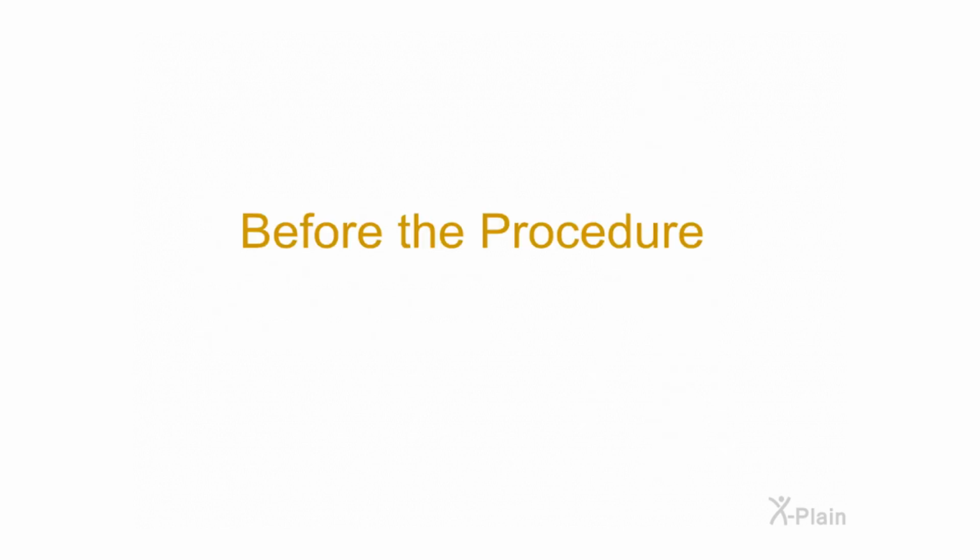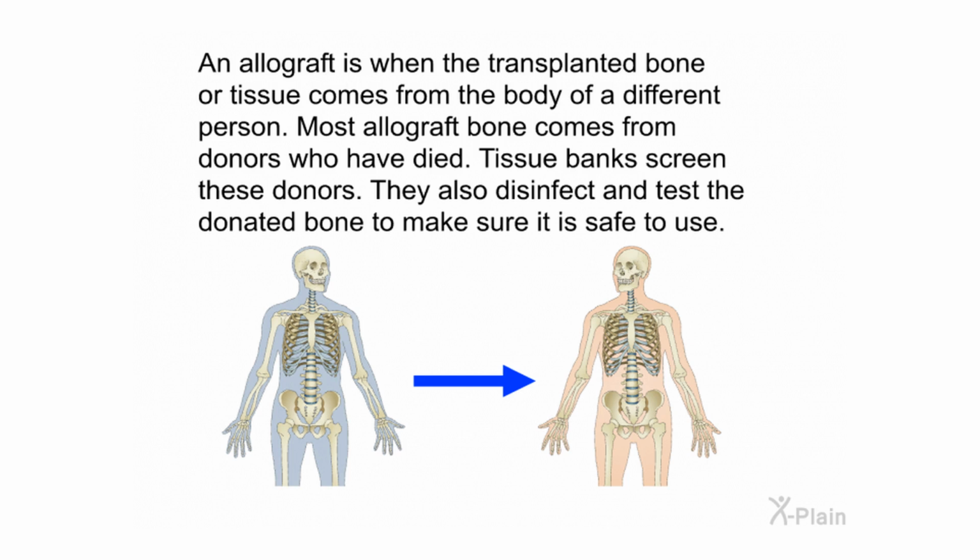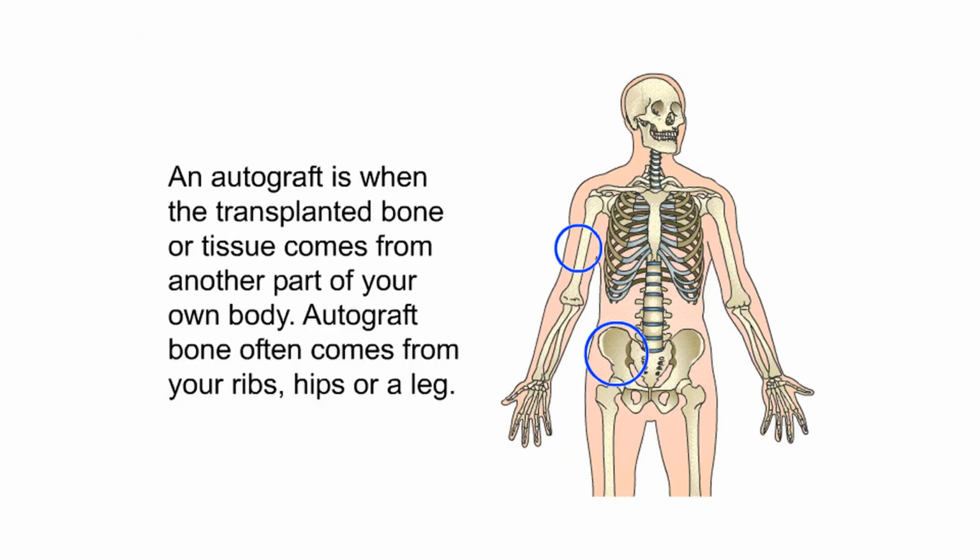Before the procedure. Before the procedure, your surgeon will decide which type of bone graft will be used. The different types of bone grafts are allograft, autograft. An allograft is when the transplanted bone or tissue comes from the body of a different person. Most allograft bone comes from donors who have died. Tissue banks screen these donors. They also disinfect and test the donated bone to make sure it is safe to use.